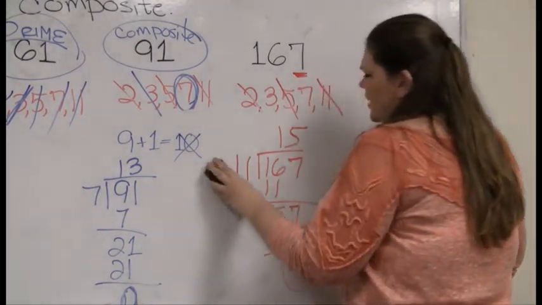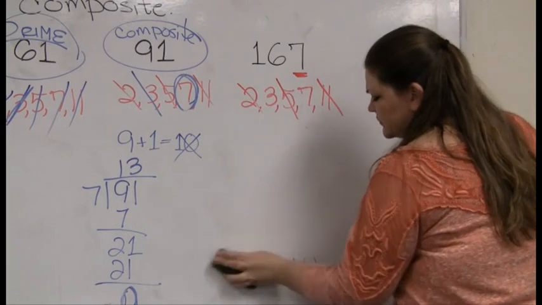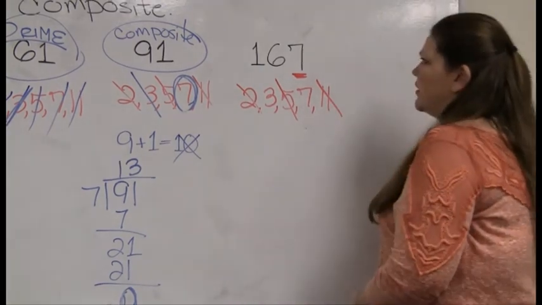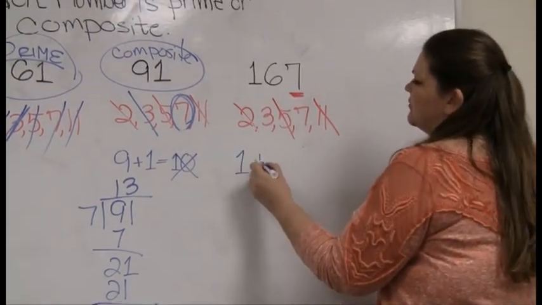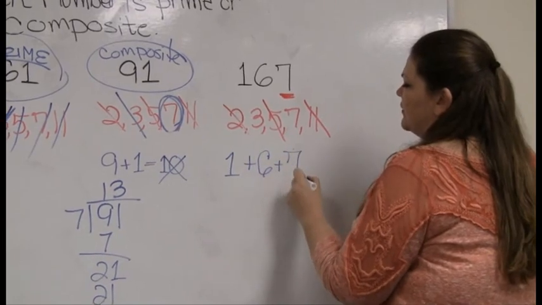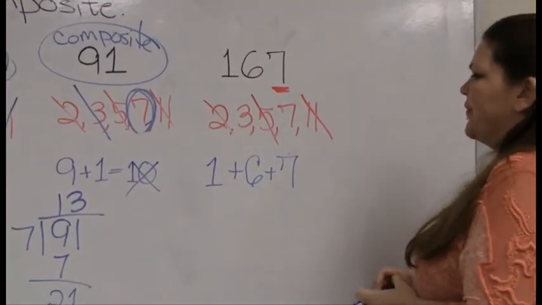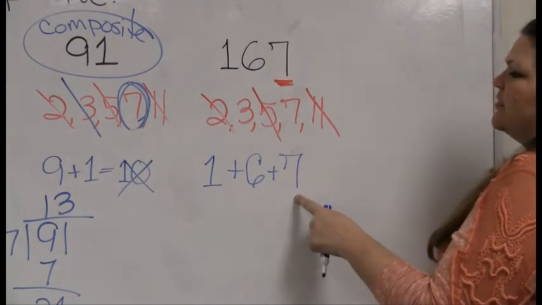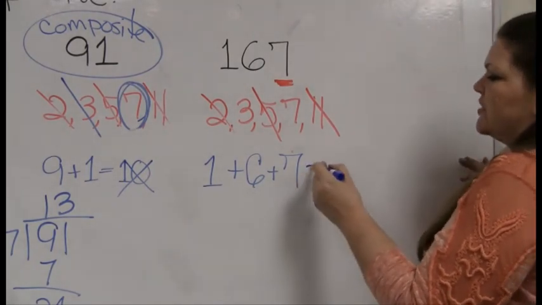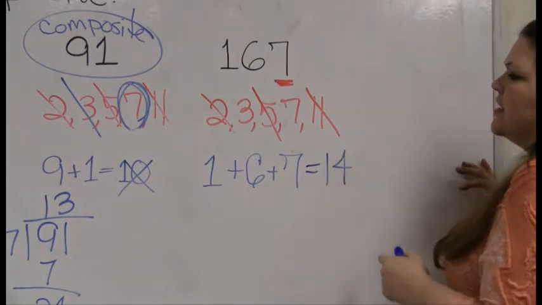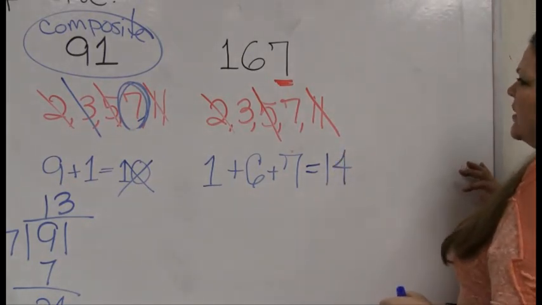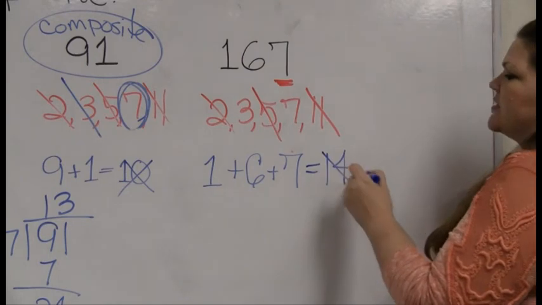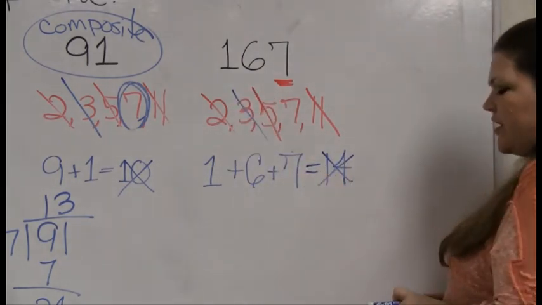Okay? How did we check for 3s? Sum of digits trick. There we go. Apparently I really am on a Dora kick. Keep having you guys repeat after me. Okay, we'll do our sum of digits trick. 1 plus 6 plus 7, 7, 14. Okay, 14. Does 14 divide by 3? It does not, so neither does 167. Don't have a 3 in there.